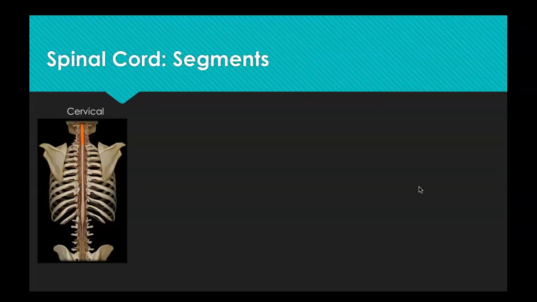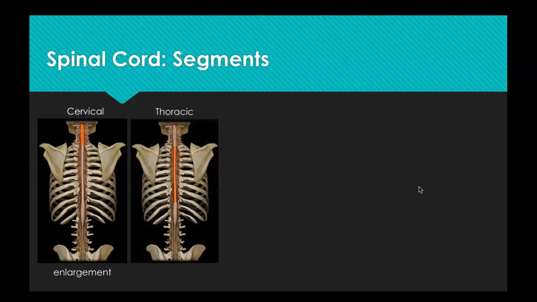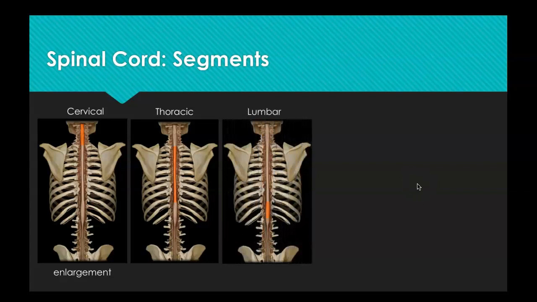Here we have the cervical segment, and remember that this is an enlargement. We have our thoracic segment, which you see starting at rib number 1 and extending almost down to about the 10th rib. And then more inferiorly, we have the lumbar segment, which spans pretty much from the regions where you would find ribs number 11 and 12.